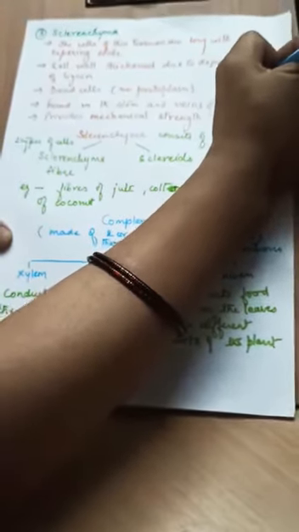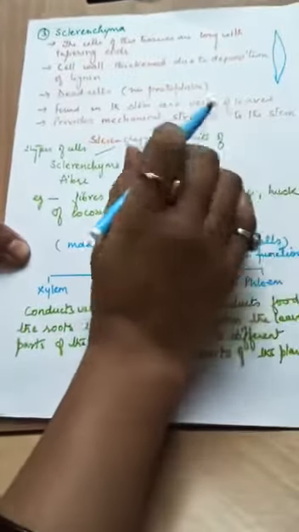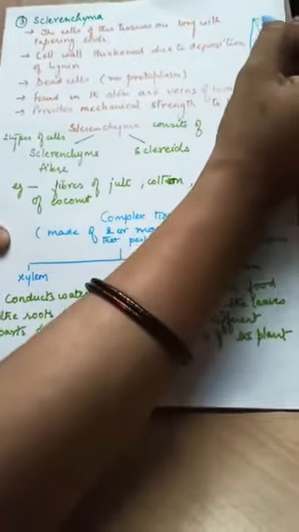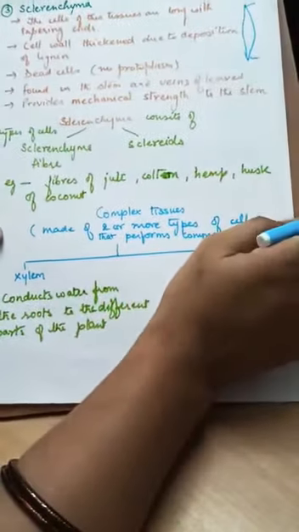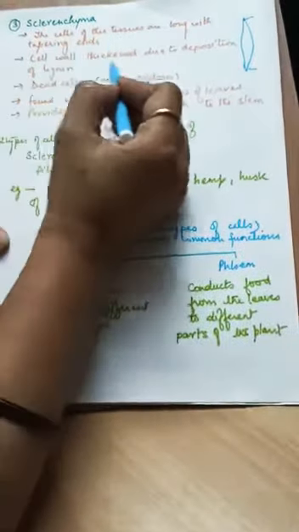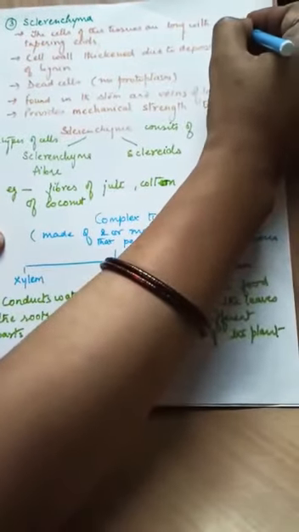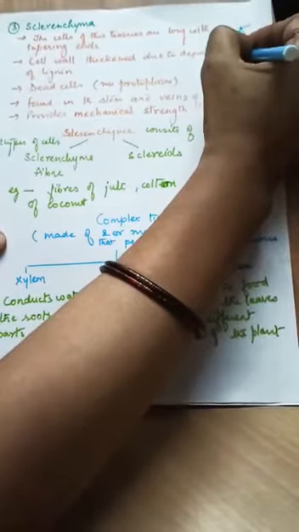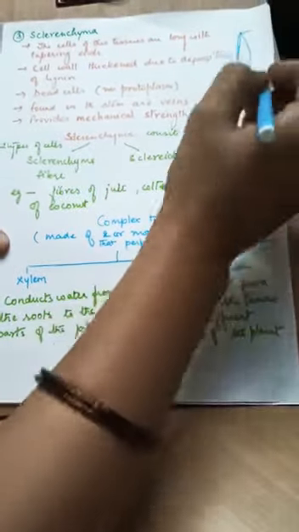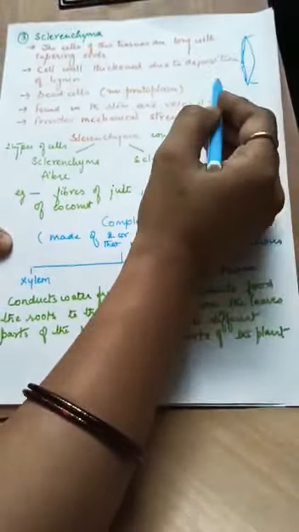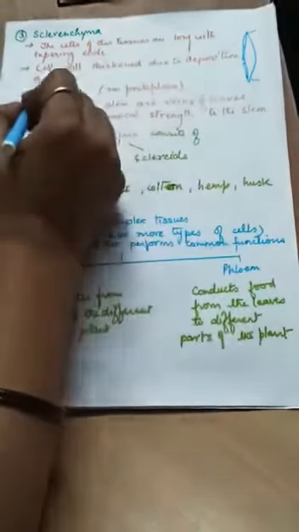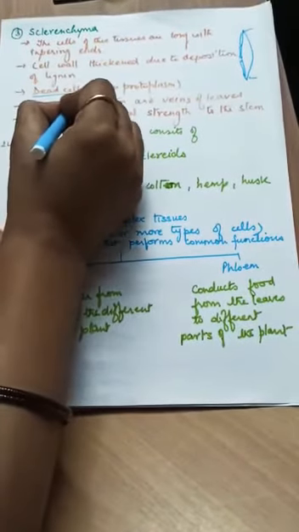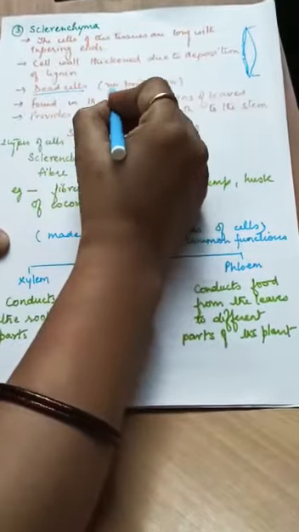This is the structure of your sclerenchyma. Long, having pointed or tapering ends. The cell walls are thickened. Here the deposition of lignin is there. Therefore, the cell walls are thickened. They are made up of dead cells. So, the dead cells are there. Dead cells means no protoplasm.